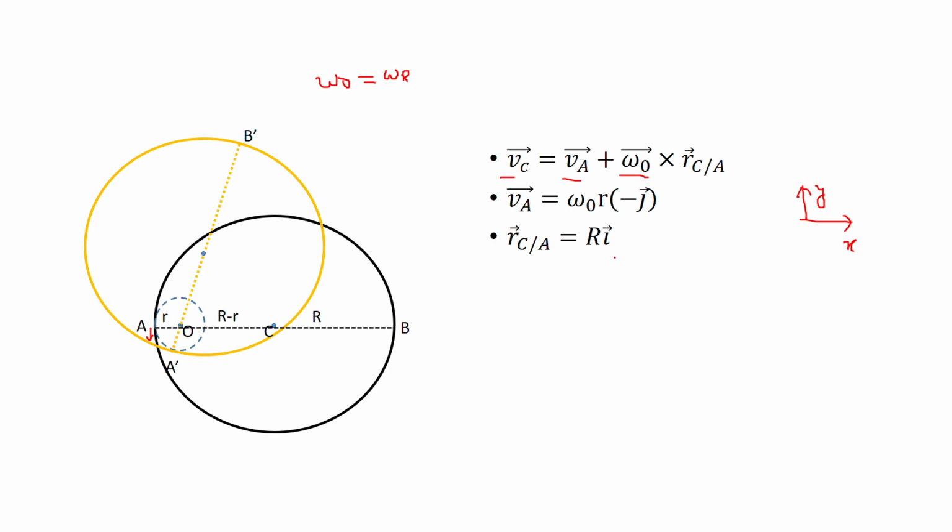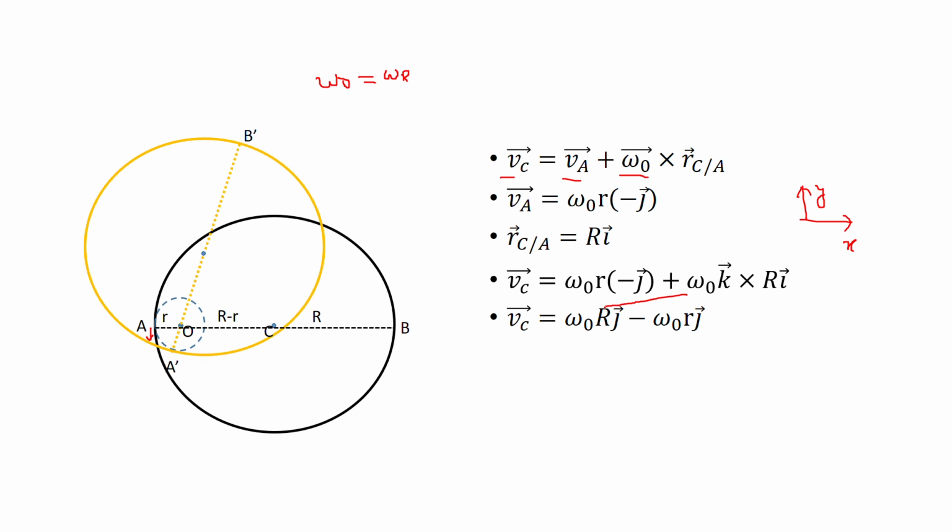So we can calculate Vc equals omega naught into r minus j plus omega naught k cross i. Now this k cross i term will come as j, and this is omega naught into R into j. So what I am saying is that finally Vc is also known, and this is omega naught into R minus r into j. So the angular velocity of the ring is known, the velocity of the center of mass is known, so we can calculate its kinetic energy.